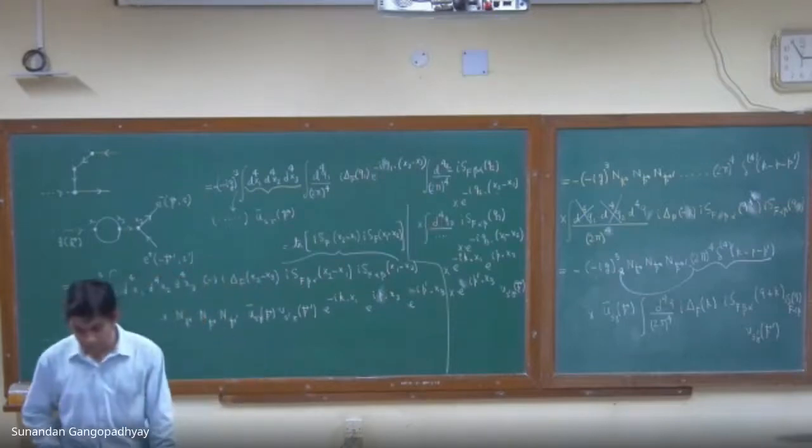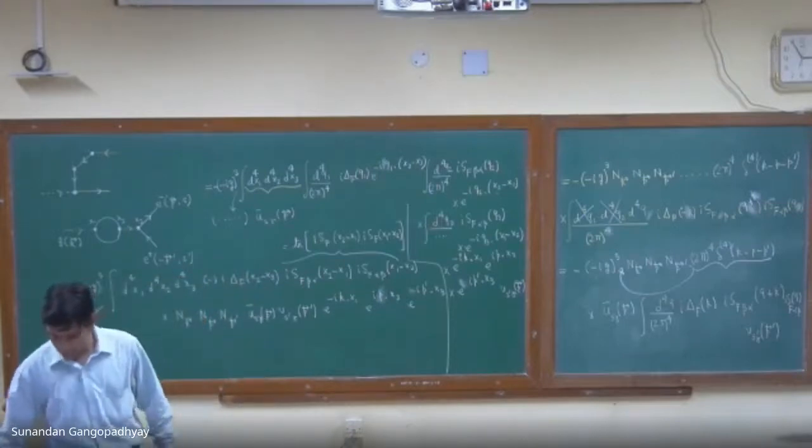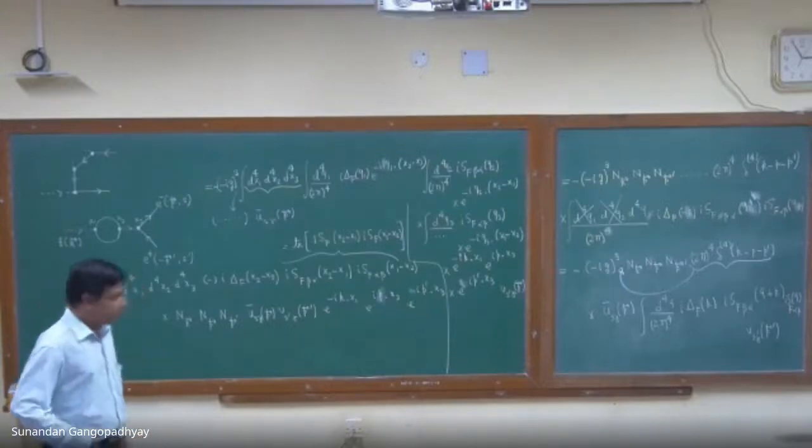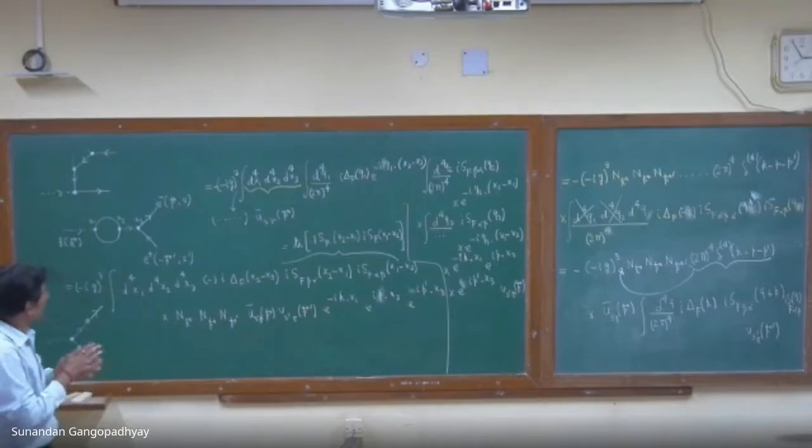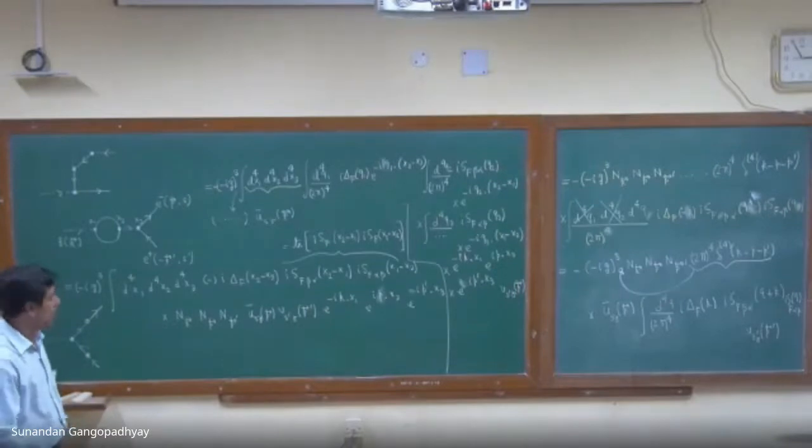The tree level calculations are quite simple. You can do it quite easily. So we shall go to the tree level processes. But obviously, you can ask what would happen if you go to one loop level or two loop level. That is a different story altogether.